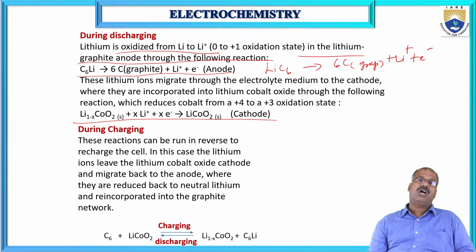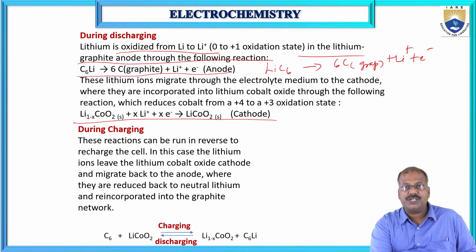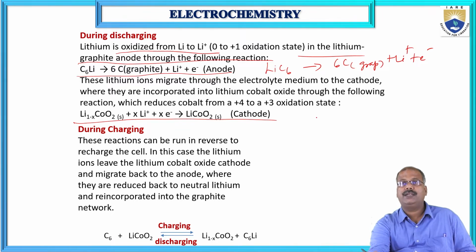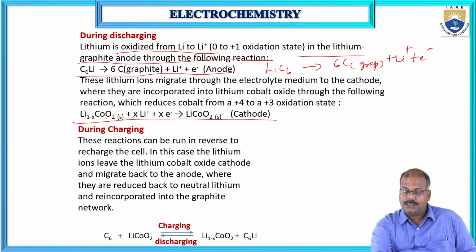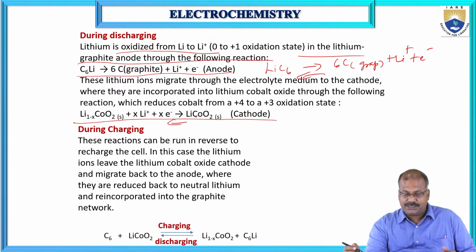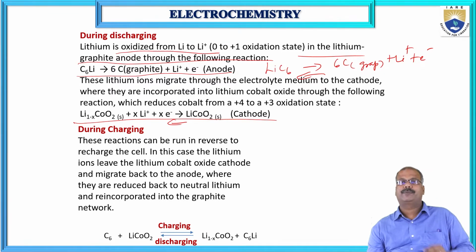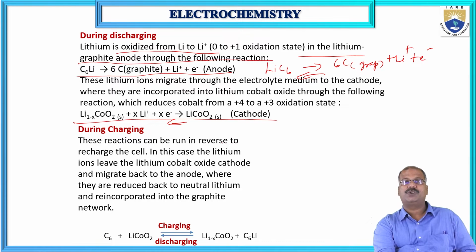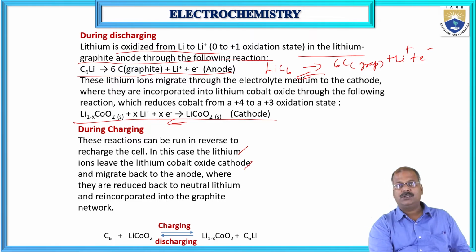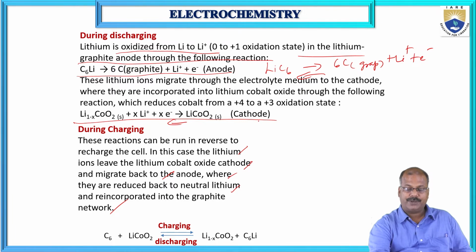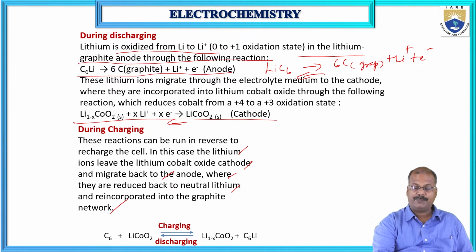Always, during charging, this is reversed. During charging, these reactions in the anode and cathode are reversed. Discharging, forward; charging, backward. So these reactions can be run in reverse to recharge the cell. In this case, the lithium ions leave the lithium cobalt oxide cathode and migrate back to the anode, where they are reduced back to neutral lithium and incorporated into the graphite network. First, this is the anode and cathode reaction in discharging, whereas in charging the reactions happen in the reverse way.